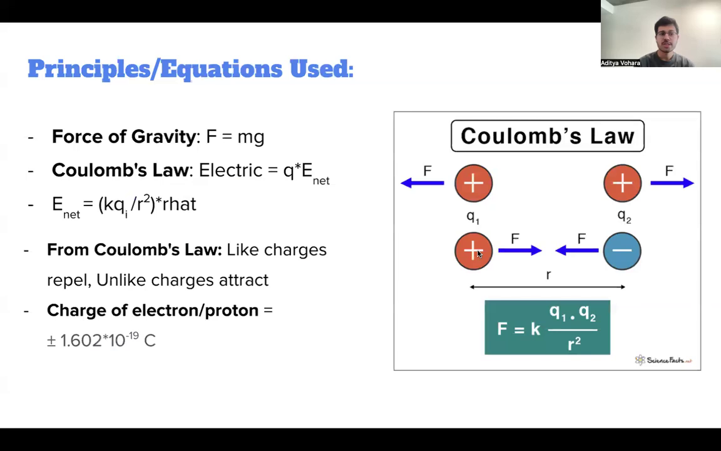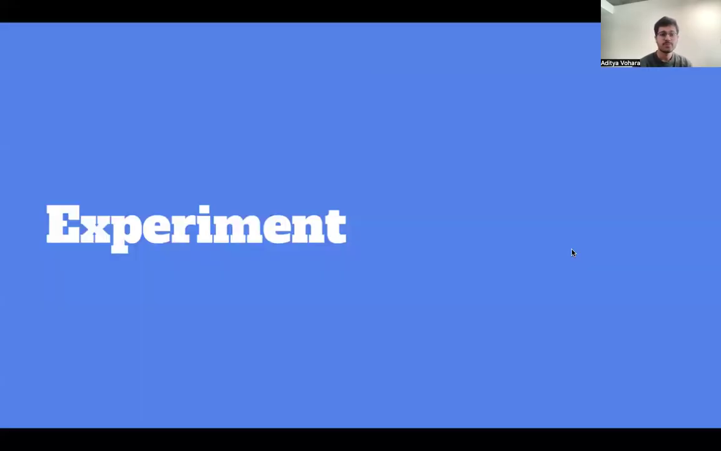In terms of the equations used, I use Fg, which is the force of gravity, m times g, and Coulomb's law, which is kq over r squared times r hat. From Coulomb's law, we also know that like charges repel and unlike charges attract, and the charge on each proton or electron is plus or minus 1.6 times 10 to the minus 19.